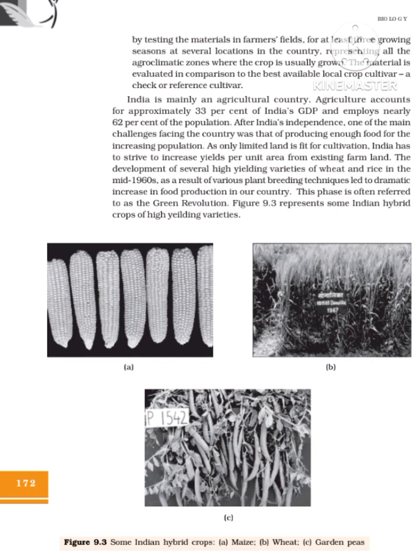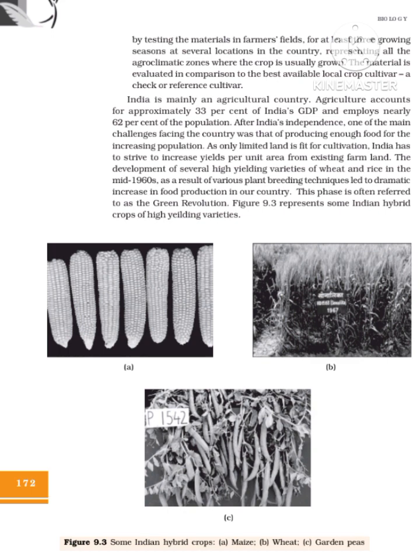As only limited land is fit for cultivation, India has to strive to increase yields per unit area from existing farmland. The development of several high-yielding varieties of wheat and rice in the mid-1960s, as a result of various plant breeding techniques, led to a dramatic increase in food production in our country. This phase is often referred to as the Green Revolution. Figure 9.3 represents some Indian hybrid crops of high-yielding varieties.